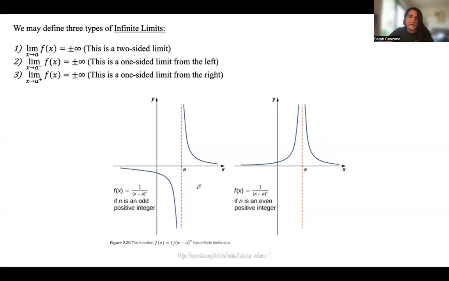So it goes down on the left and up on the right. And so the limit as x goes to a from the left will be negative infinity and from the right will be positive infinity. So we may have limits that are some type of infinity. And if it's an even positive integer, they both go to positive infinity. Now, again, these are not something that I expect you to memorize. It's just something interesting to look at.